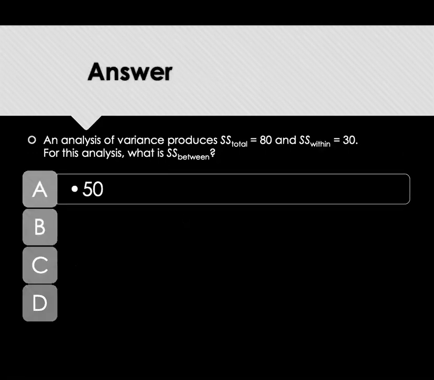My answer is 50, right? Because sum of squares total equals sum of squares within plus sum of squares between. So 50 and 30 equals 80.